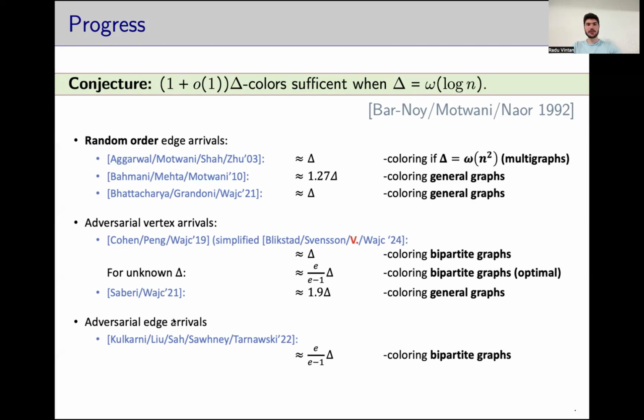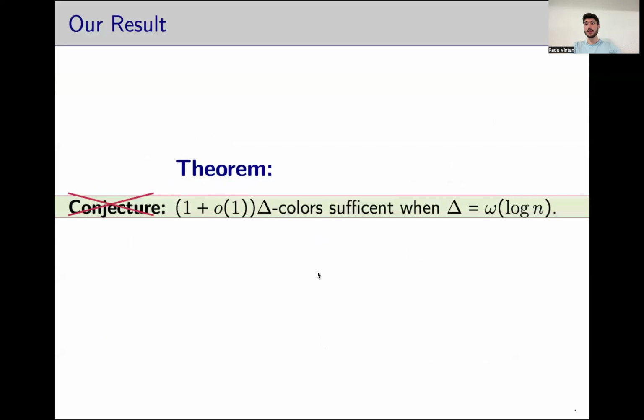And for adversarial edge arrivals, which is the most flexible model and the one we're looking at, the state of the art before our work was e over e minus 1 delta colors. So many different directions, but still the general case was not solved. And in our paper, we finally proved this conjecture by Barnoy, Motwani, and Naor that 1 plus little o of 1 delta colors are indeed sufficient in this remaining regime where the conjecture has been posed.